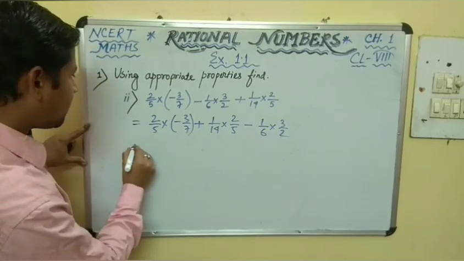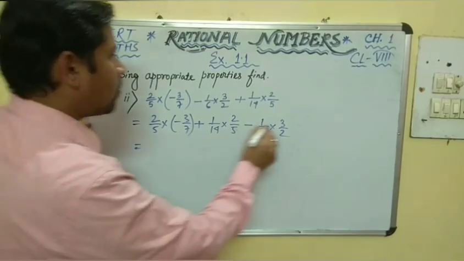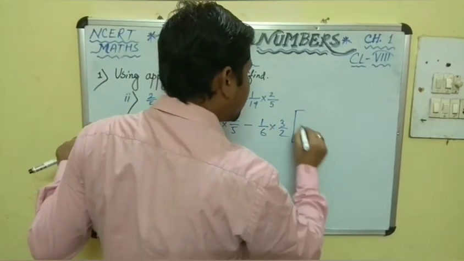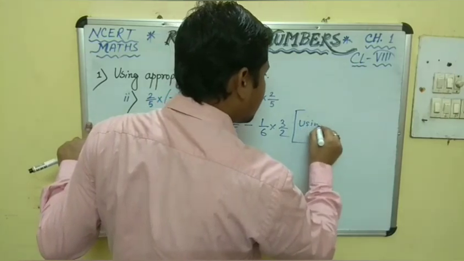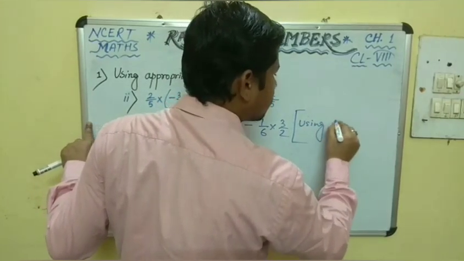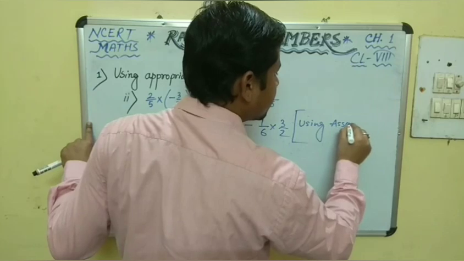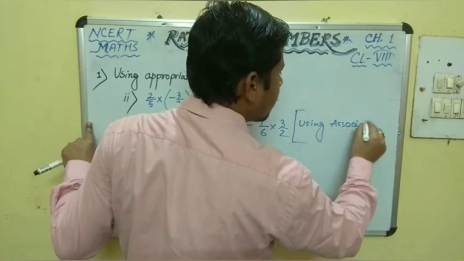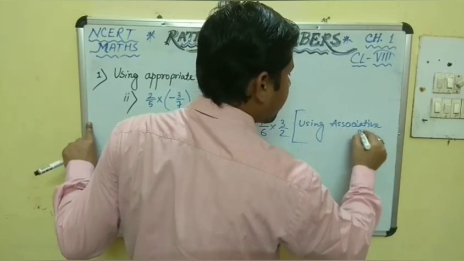Now let's see here which property we are using here. Using, of course, associative property.